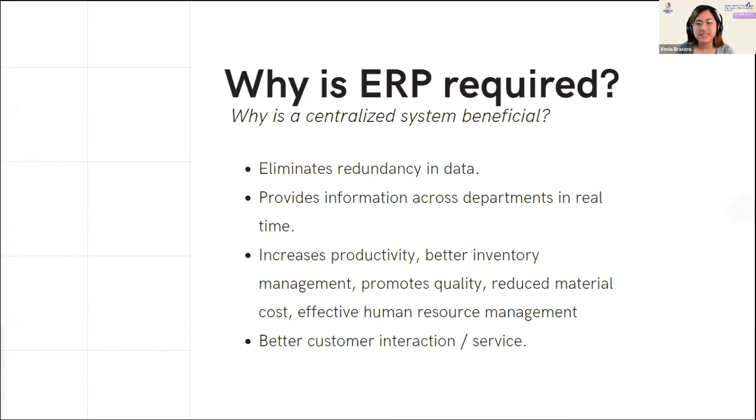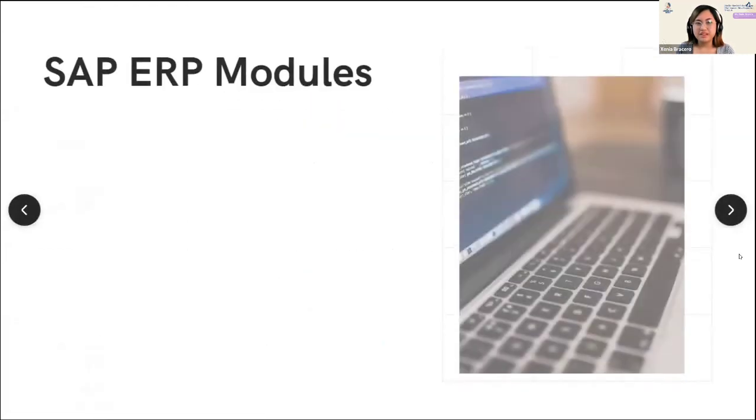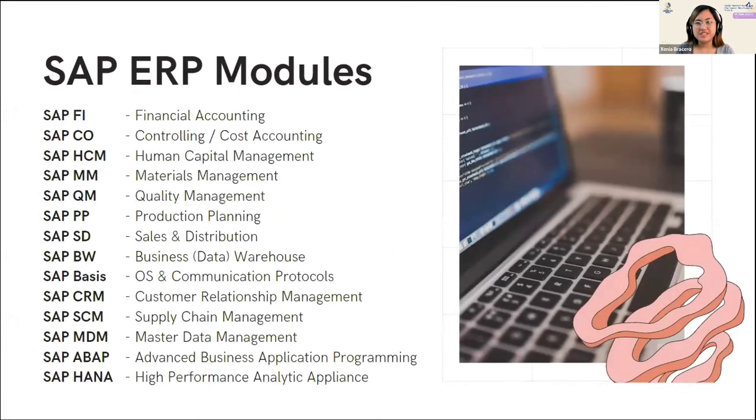So next slide, please. In SAP, there are so many modules. This list in this slide is just one of the few; I guess there are 20 plus in actuality. Some of the ERP modules are here. You can think of them like departments. These are the modules in scope with SAP ERP.